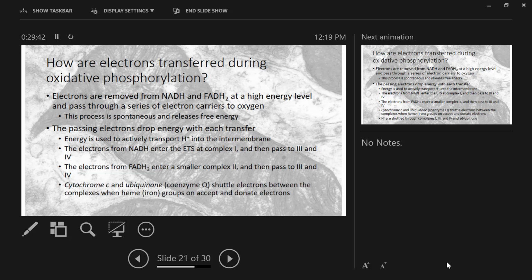Now, in between these complexes, we've got some molecules whose names it's just helpful to know: cytochrome C and ubiquinone, also known as coenzyme Q. These help to shuttle electrons from one complex to another.